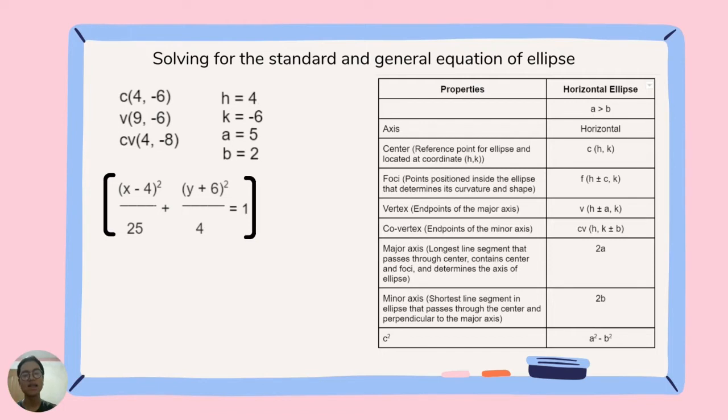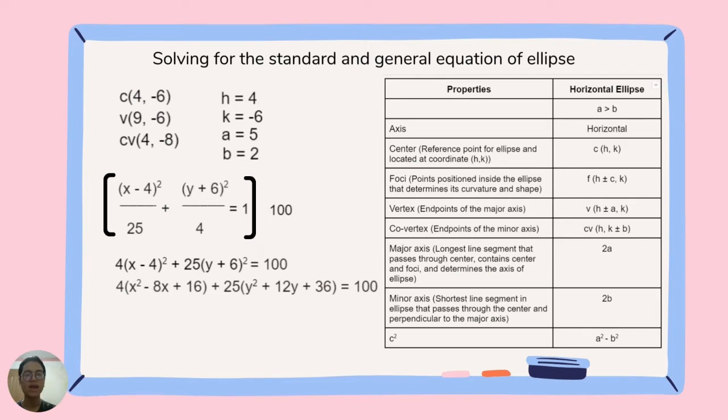Now, in solving for the general equation, it is not in rational form. What we have is a one-line function. So what we need to do is to eliminate the denominators, and we could do it by multiplying both sides of the equation with the LCD. So the LCD for this is 100. So multiply both sides with 100. We now have 4 times (x minus 4) quantity squared plus 25 times (y plus 6) quantity squared equals 100.